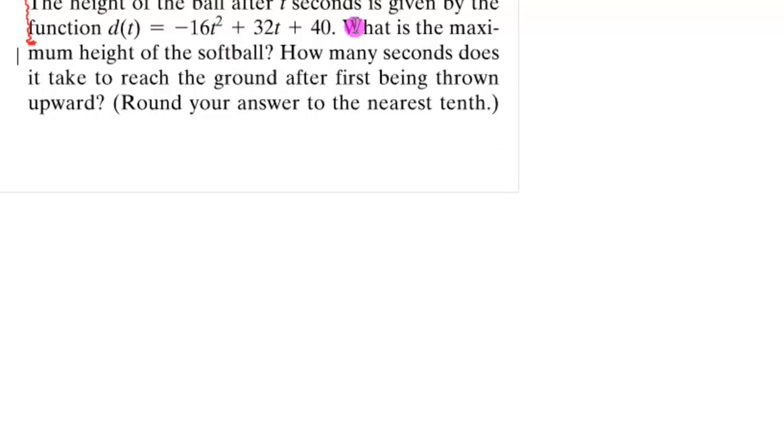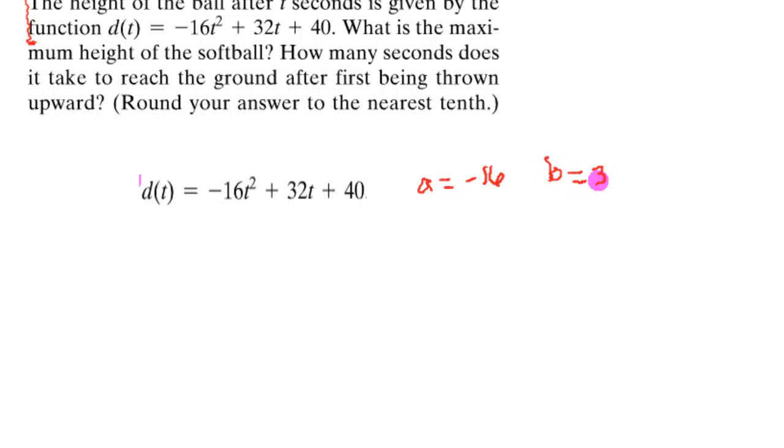So really, this sentence, what is the maximum height of the softball, is just asking us to find the vertex of that function. Okay, so here's the function again. And again, a is negative 16, b is 32, and c is 40.